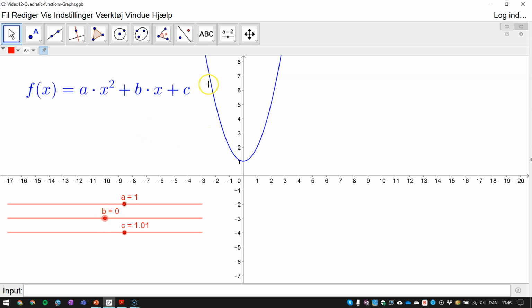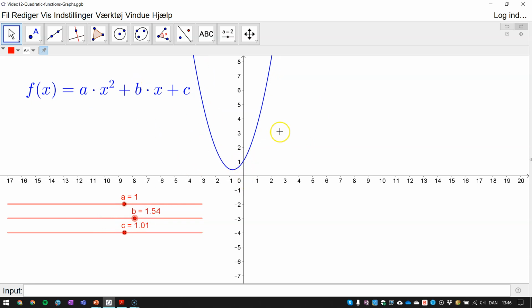So A determined whether the parabola points upwards or downwards. B was, when I cross the y-axis, am I going upwards or downwards? And C is just what is the actual value I hit on the y-axis. If C is 0, then I cross at 0. Right there.